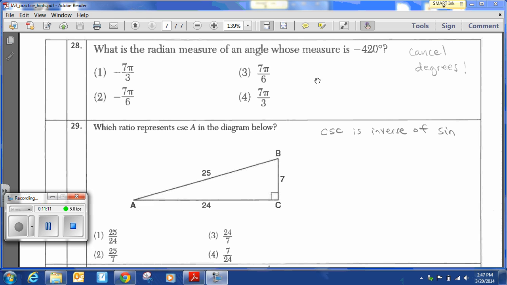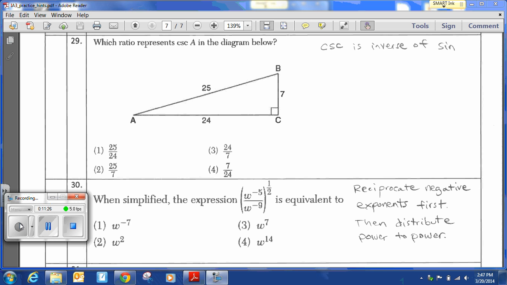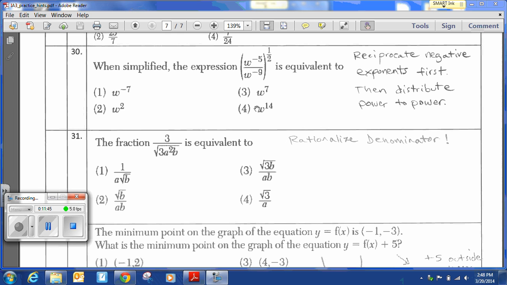All right, we want to take number 28 and transfer degrees to radians. So remember, you have to cancel degrees, meaning you're going to end up with pi on top divided by 180 degrees. All right, number 29. Since we know that the inverse of cosecant is sine, we can really just find what ratio represents sine of A, and then whatever that fraction is, the reciprocal of that fraction would be cosecant of A. Number 30, you want to reciprocate the negative exponents first, then distribute your power to power.